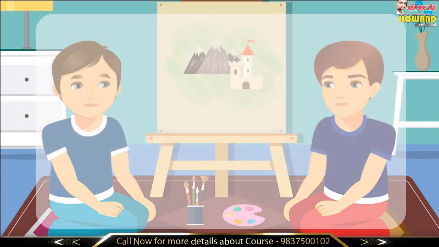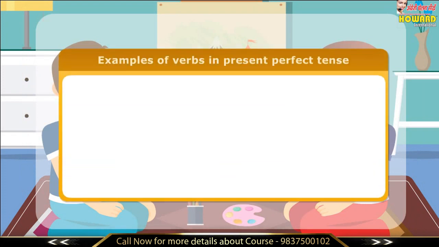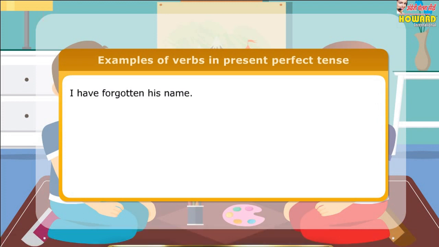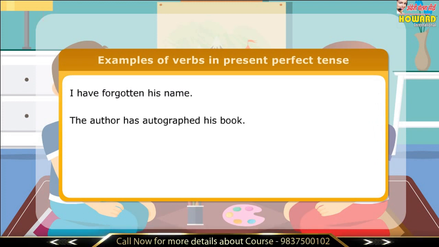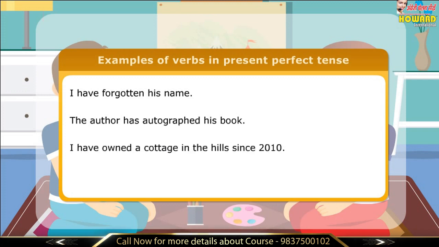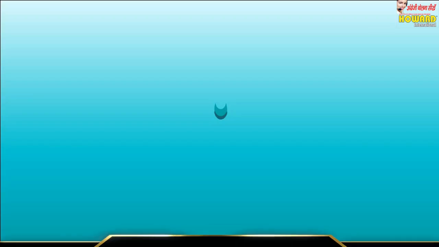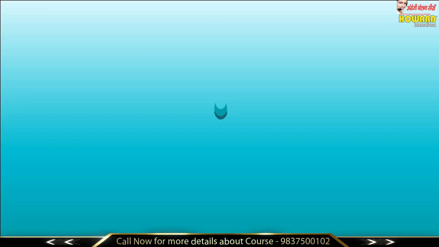Here are a few more examples of verbs in present perfect tense. I have forgotten his name. The author has autographed his book. I have owned a cottage in the hills since 2010. Aryan has broken the jar.